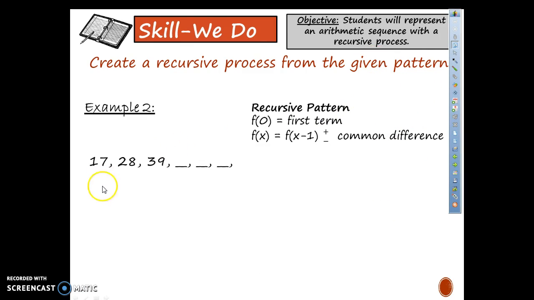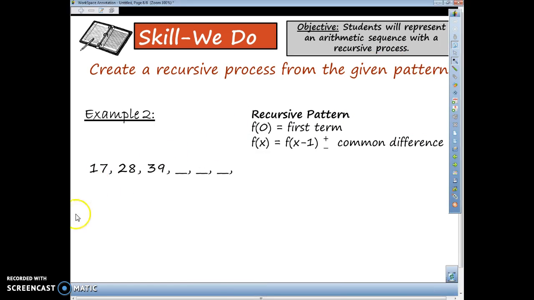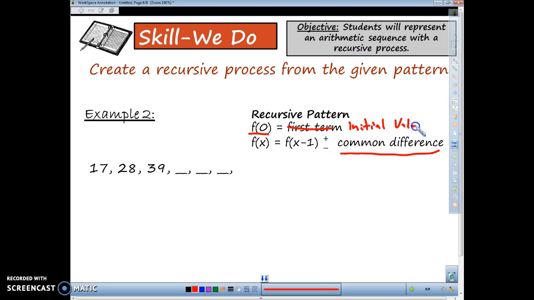Next example, please write down these values. In our next example, we have 17, 28, 39. I need to go ahead and find f of 0. I must find this guy, and I must find the common difference. And again, scratch that out. That's the initial value that I want to find. So since this is f of 1, in order to find f of 0, I have to go back a term. So 17, 28, 39.